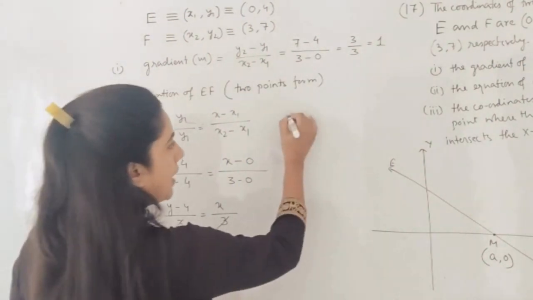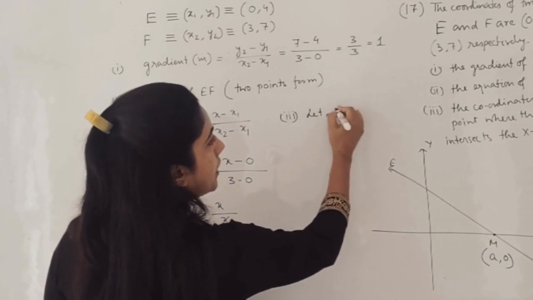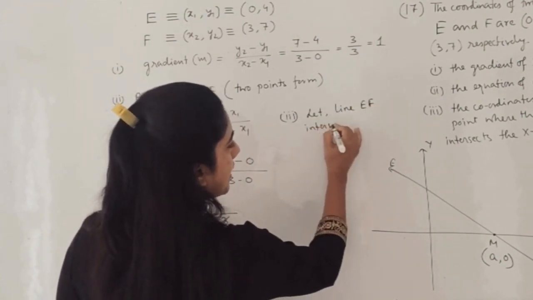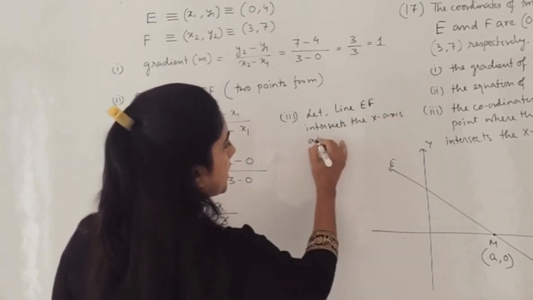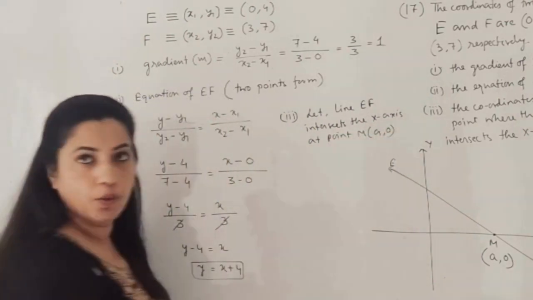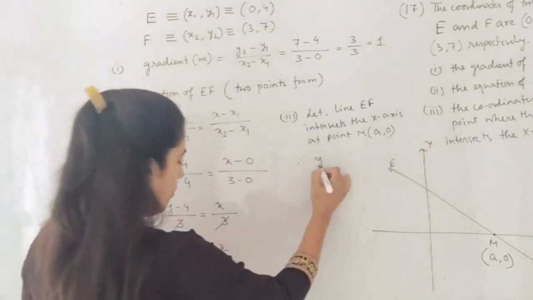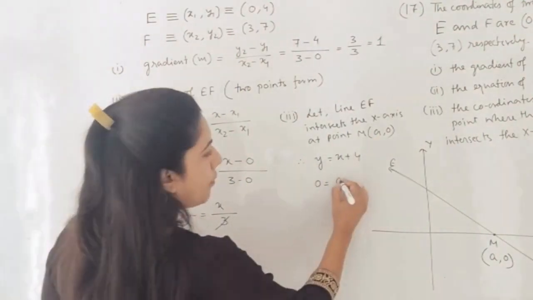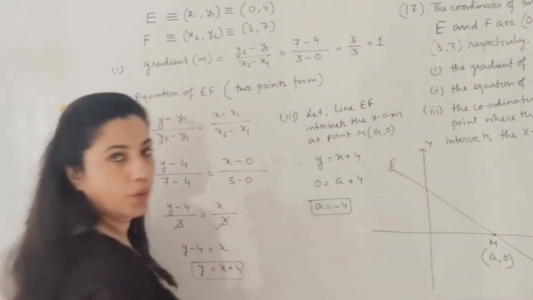Okay, so from there we can get the value of a. Let line EF intersect the x-axis at point M, where M is (a, 0). Therefore, now put (a, 0) in this equation, y is equal to x plus 4. So 0 is equal to a plus 4. So a is equal to minus 4.